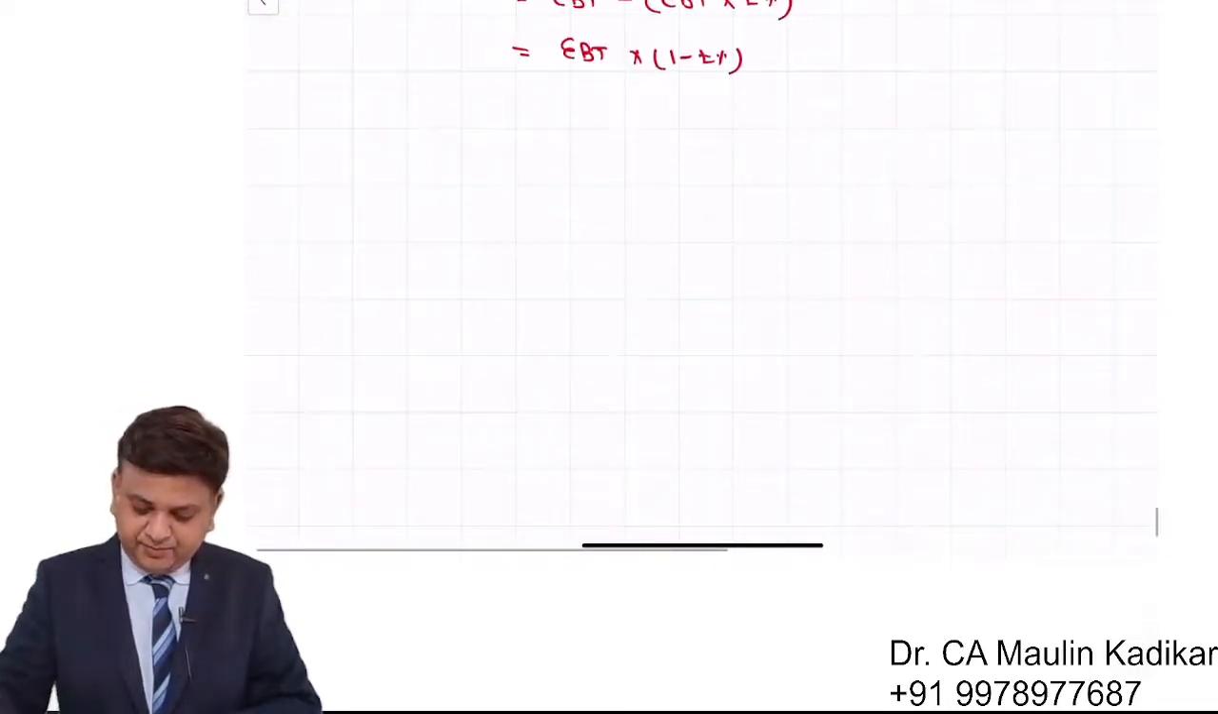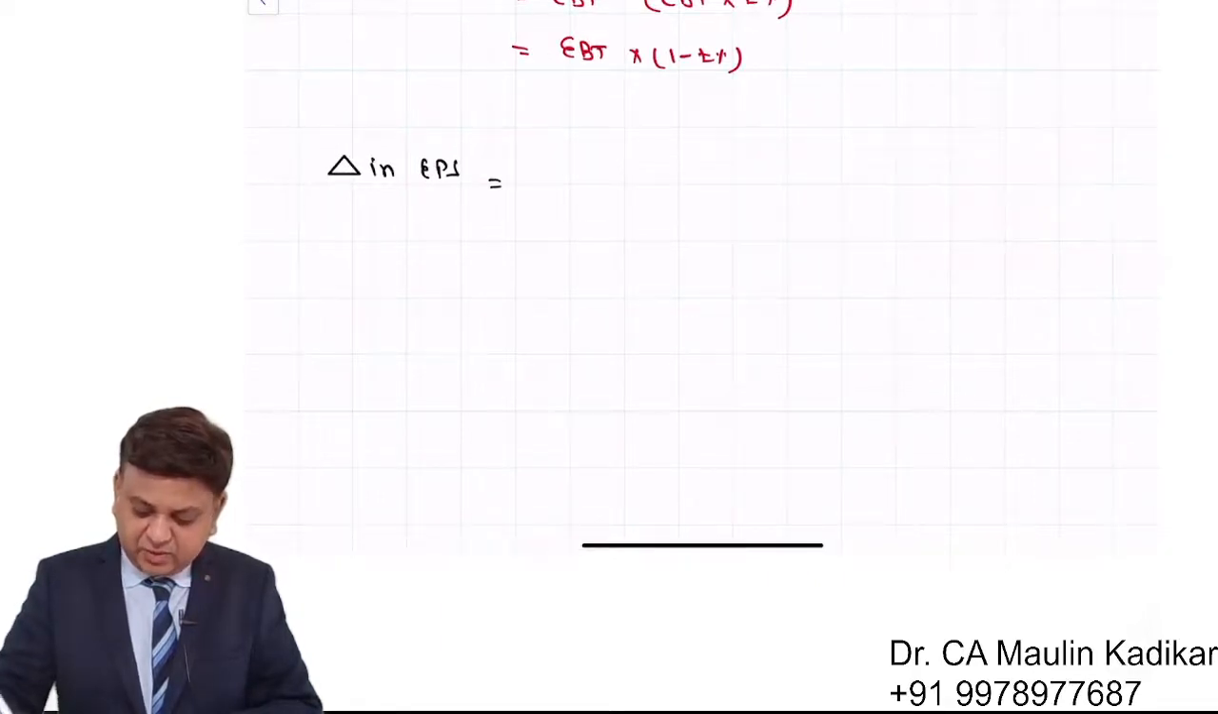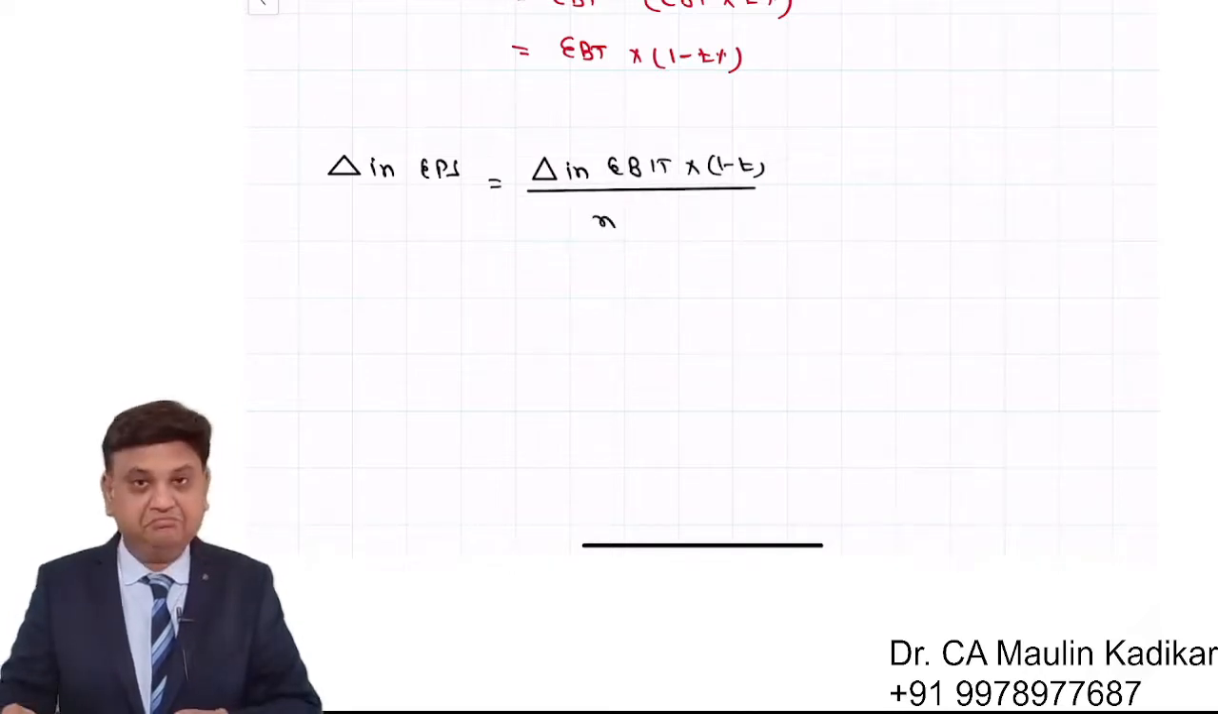Now, what would be the change in EPS? Change in EPS is equal to change in EBIT into 1 minus tax rate divided by number of shares. That's it.